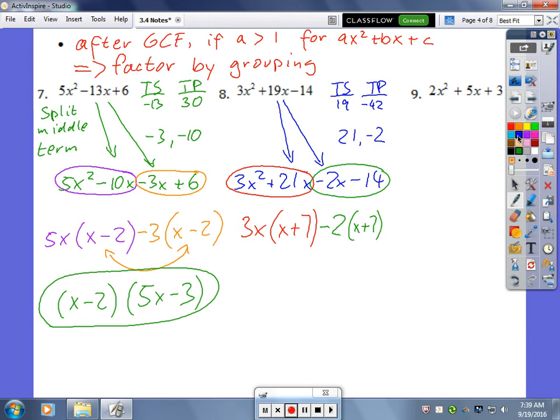So let's write our final factored form. x plus 7 times 3x minus 2. Here is your fully factored form.